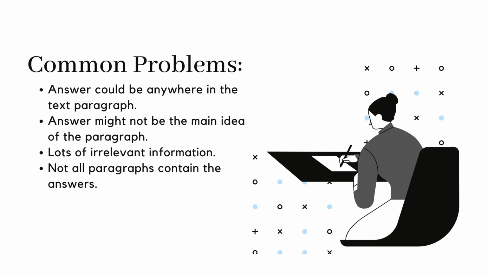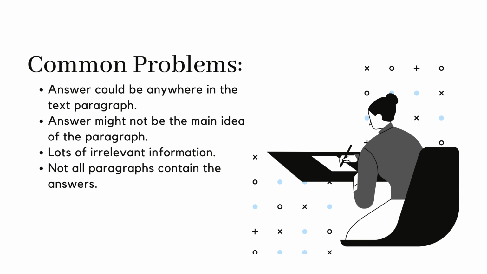Now, let us look at the common problems in this particular question type. Firstly, the answer could be anywhere in the text paragraphs, so answers are not given in a sequence. Second, the answer might not be the main idea of the paragraph. Third, lots of irrelevant information will be given to you, so be very subtle in reading it. Not all paragraphs contain the answers. Some paragraphs may be misleading.